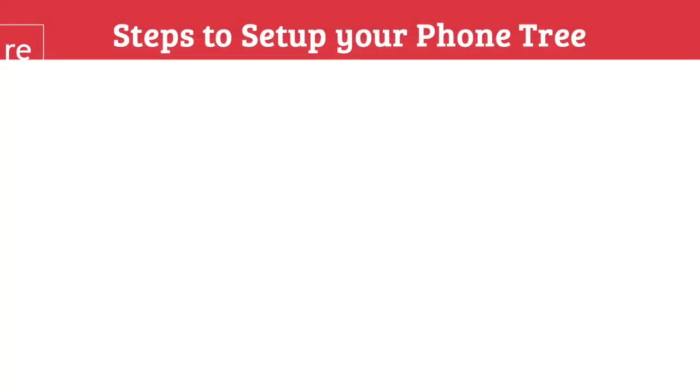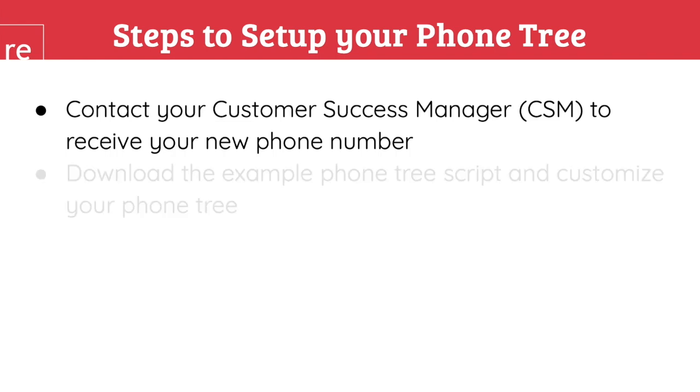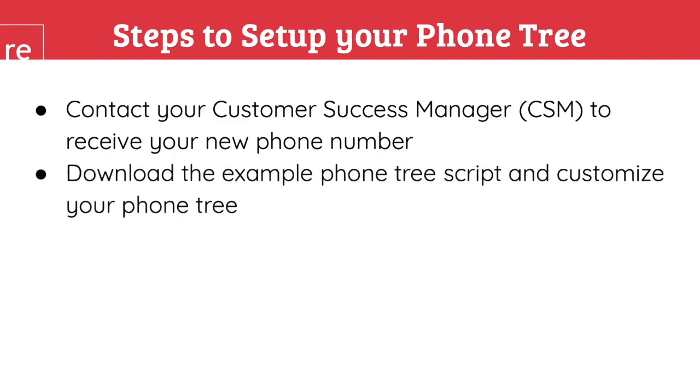If you are interested in setting up a phone tree for your store, here are the following steps. First and foremost, contact your customer success manager. Your CSM will purchase a new phone number for your store and guide you through the process of setting up your account. Next, download the example phone tree script located in the description of this YouTube video and customize your phone tree options and script.